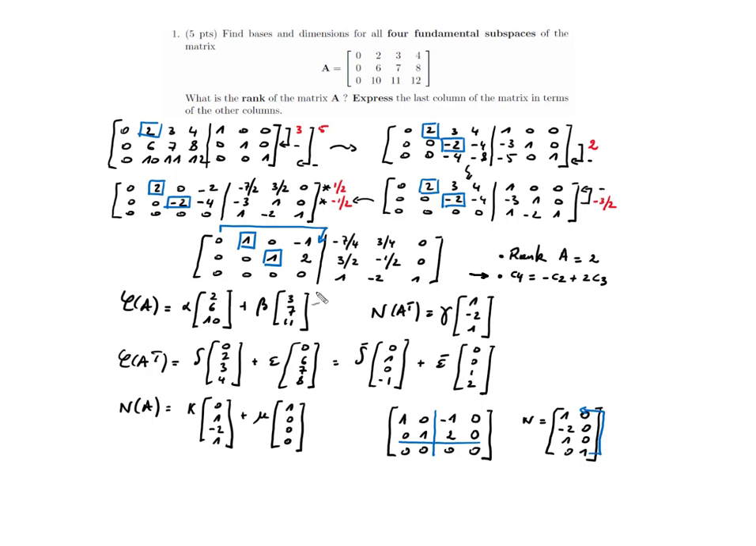So for the column space we have to take the columns corresponding to pivots in the original matrix and multiply by constants, right? So take linear combinations of the corresponding columns in A, columns corresponding to pivots, and this is what you obtain. And you can obtain the left null space from the elimination matrix.